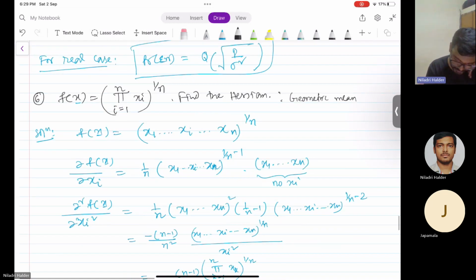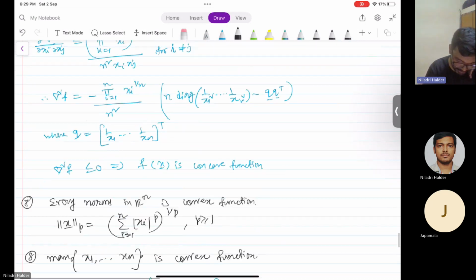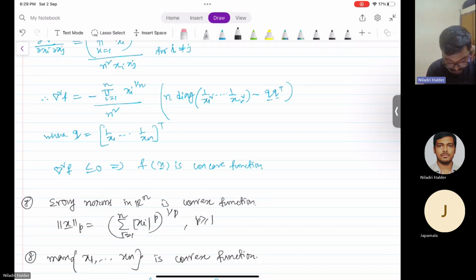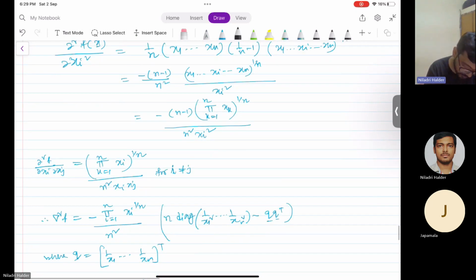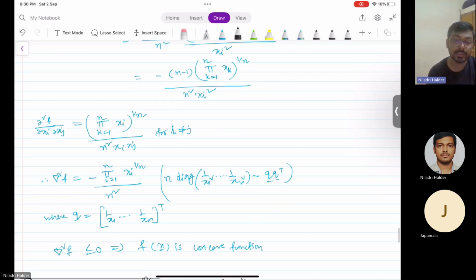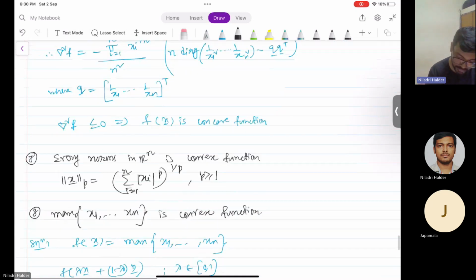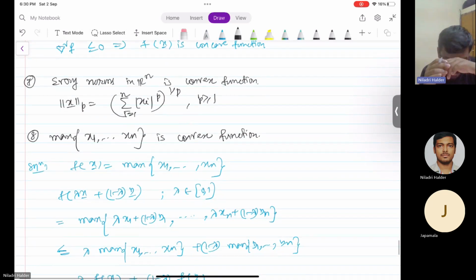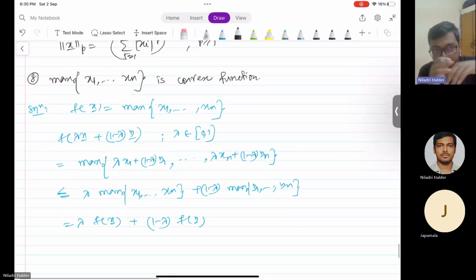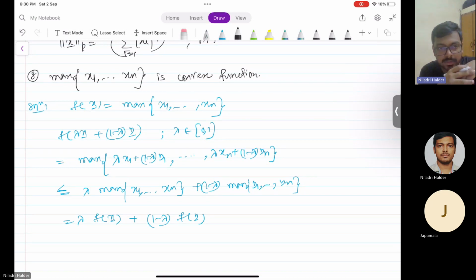This is the Hessian we are getting, and it's a concave function. I have done these derivations, but the second derivative del 2f del xi del xj I didn't do here, but you can check it. It comes like this only. Every norm in R power n is a convex function, and the max over all the elements in a vector is also a convex function. The derivation is also here.